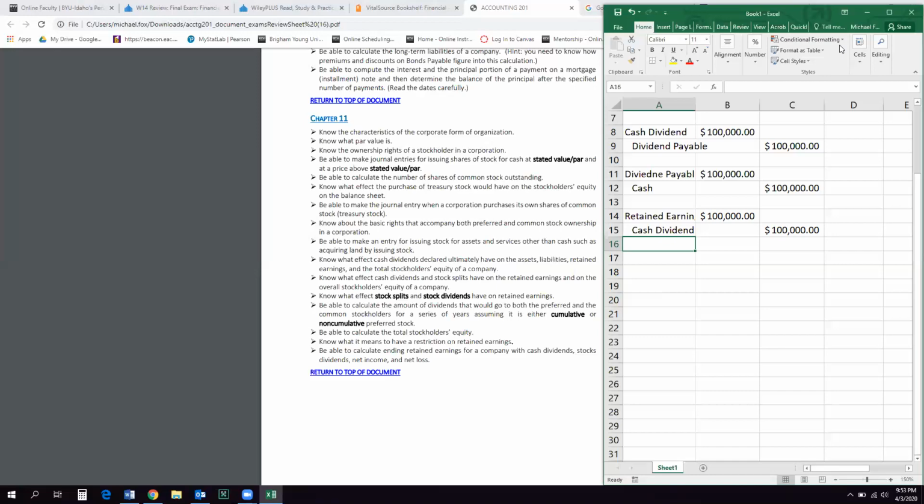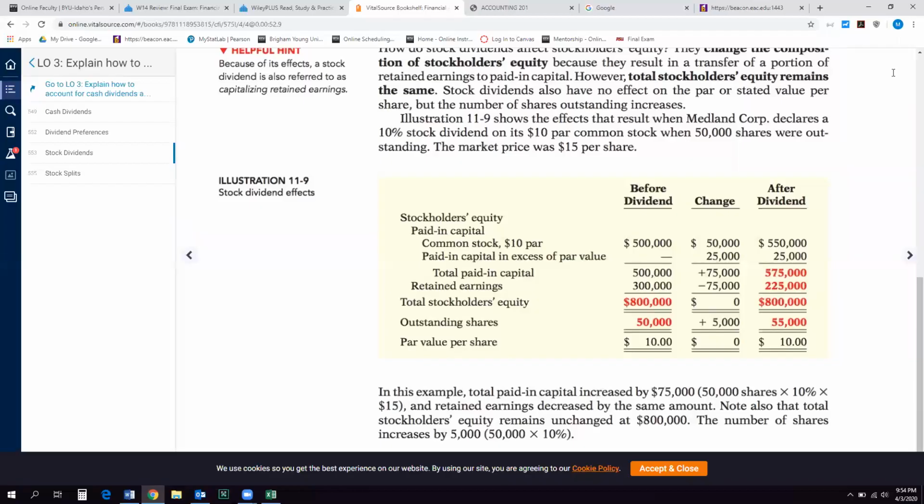good illustration for you. All right, so here's an example of what happens when we do a stock dividend. So before the dividend, there's a certain value of our common stock and a certain amount of retained earnings, and our total stockholders' equity is going to be the amount of our stock plus our retained earnings. When we do a stock dividend, in this case, it looks like they're doing a 10% stock dividend. So they're going to go from 50,000 shares and add 10%, or 5,000 more shares. And the par value of that stock is going to go up by 10%, so another $50,000.